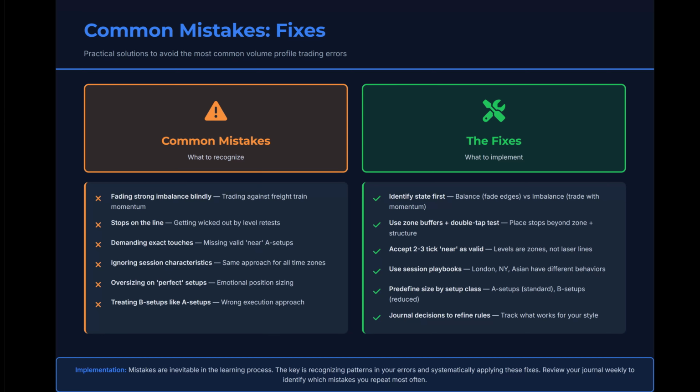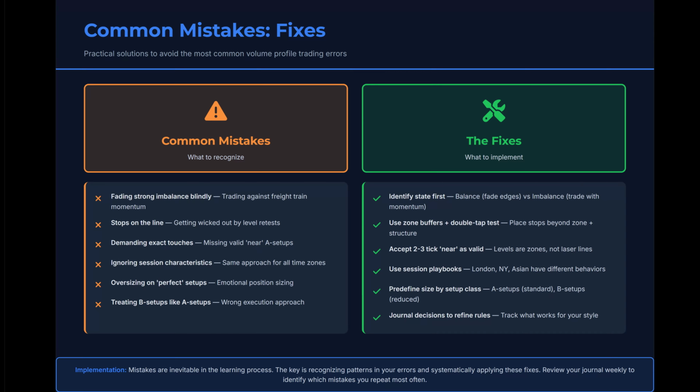Fix number 2, use zone buffers plus the double tap test. This solves the problem of stops placed directly on the level. Levels are zones, not laser lines. Apply zone width guidelines based on your instrument. For ES, that's typically 2 to 3 points. For NQ, it's 8 to 12 points.